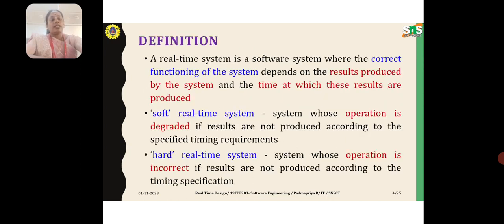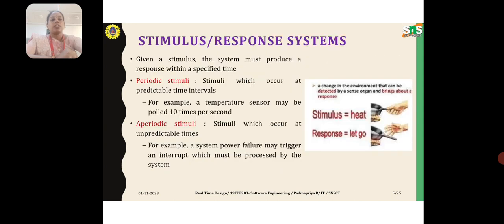Here we can see the exact definition of a real-time system. A real-time system is a software system where the correct functioning of the system depends on the results produced by the system and the time at which these results are produced. A soft real-time system is a system whose operation is degraded if results are not produced according to the specified timing constraints. A hard real-time system is a system whose operation is incorrect if results are not produced according to the timing specification.